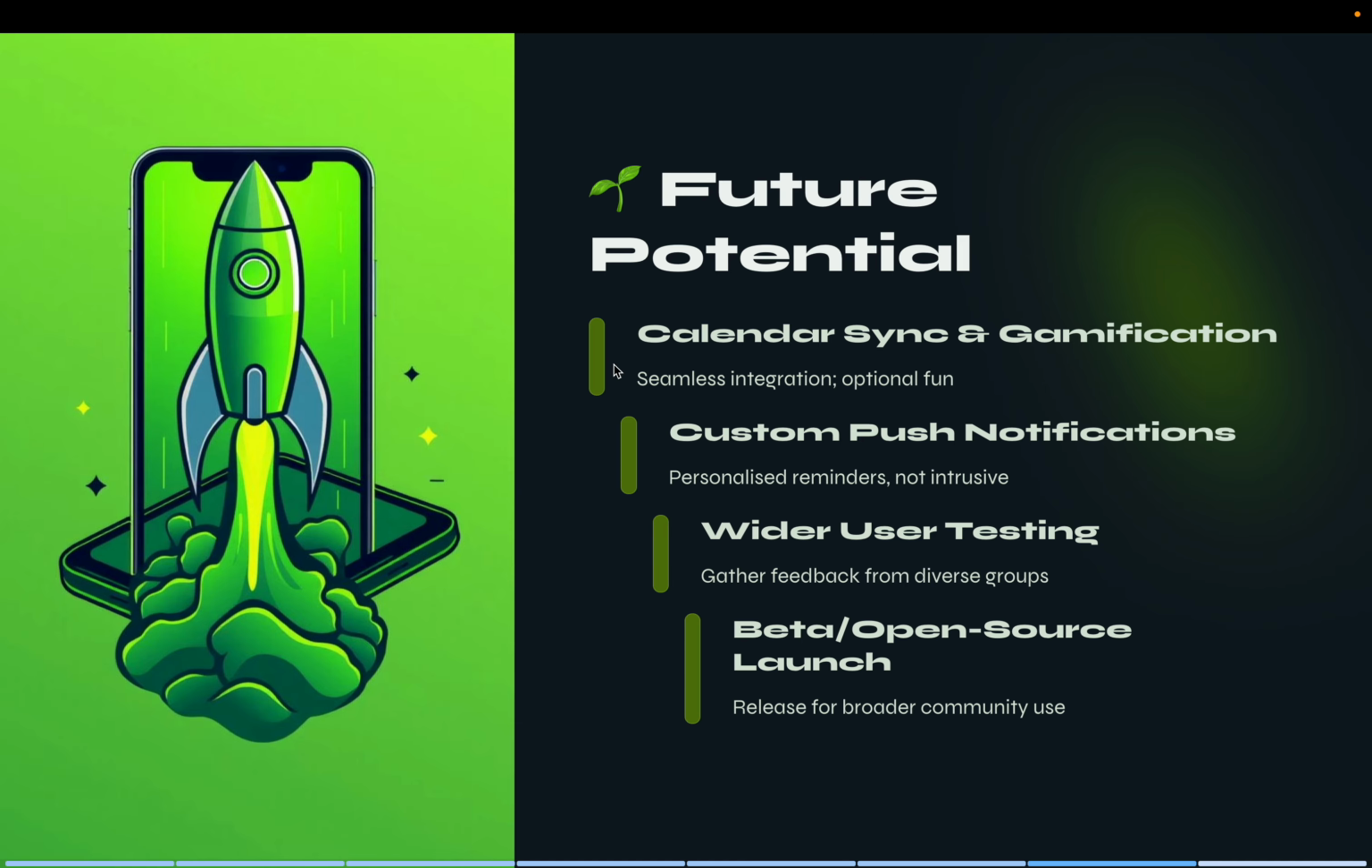Finally, the future potential. Looking ahead, Student Balance has a strong potential to grow. We plan to add a calendar sync so students can integrate their uni schedule. We are also exploring gamification features like streaks or badges, but making sure they're optional. Push notifications will be customizable so students never feel overwhelmed. We also want to do wider user testing with a more diverse group of students and possibly launch a beta version or open source code for wider use in the education sector.